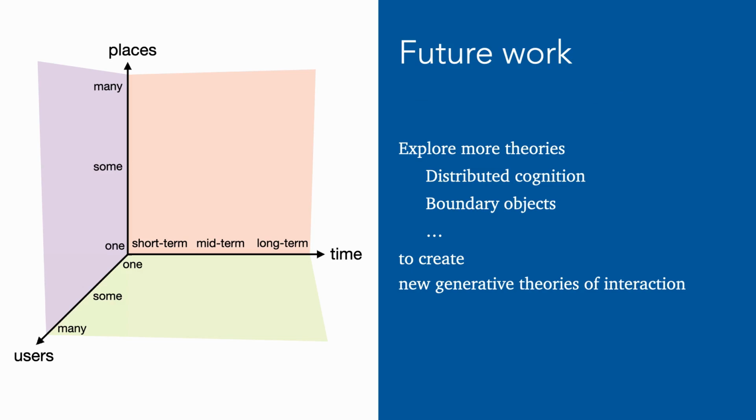But clearly, these three examples only touch on a small part of the large potential space of theory for human-computer interaction. We call upon our fellow HCI researchers to draw from existing theory in the natural and social sciences, such as distributed cognition or boundary objects, or to use theory generated from within the HCI community to create powerful new generative theories that inform interaction design.